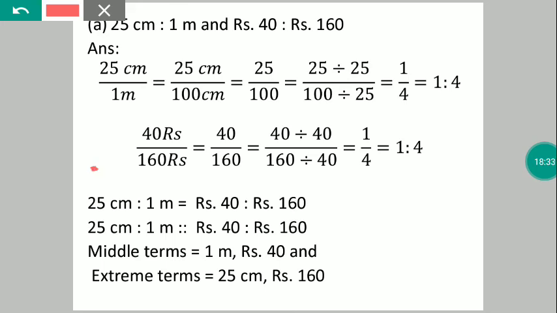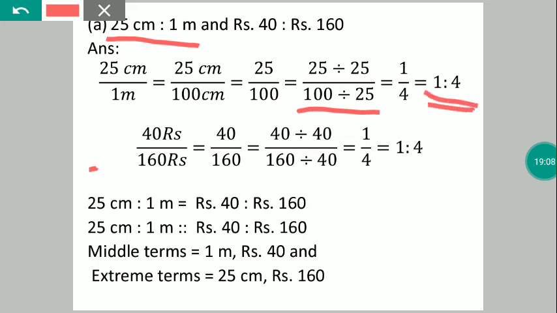is the same or not. Now the ratio of the first two quantities, 25 centimeter is to 1 meter. Here 25 centimeter upon 1 meter, we have to convert both quantities to the same unit. So we write in place of 1 meter, 100 centimeter. So 25 centimeter upon 100 centimeter, which is equal to 25 upon 100. So divide numerator and denominator by the highest common factor 25. So 25 divided by 25 upon 100 divided by 25, which is equal to 1 by 4.